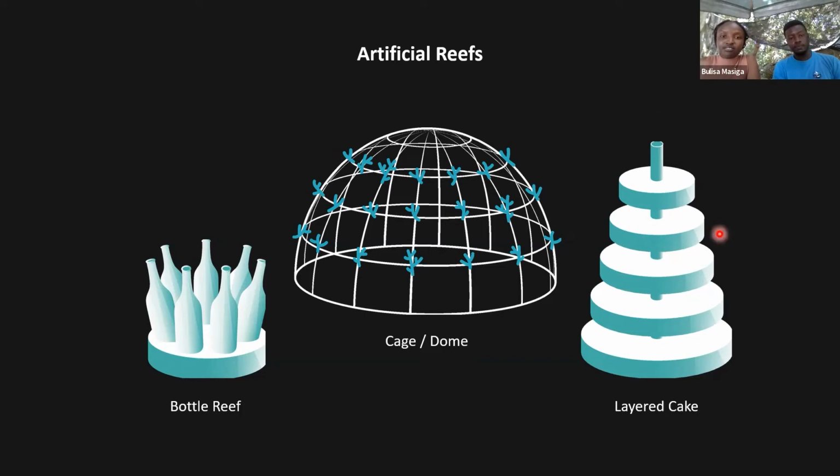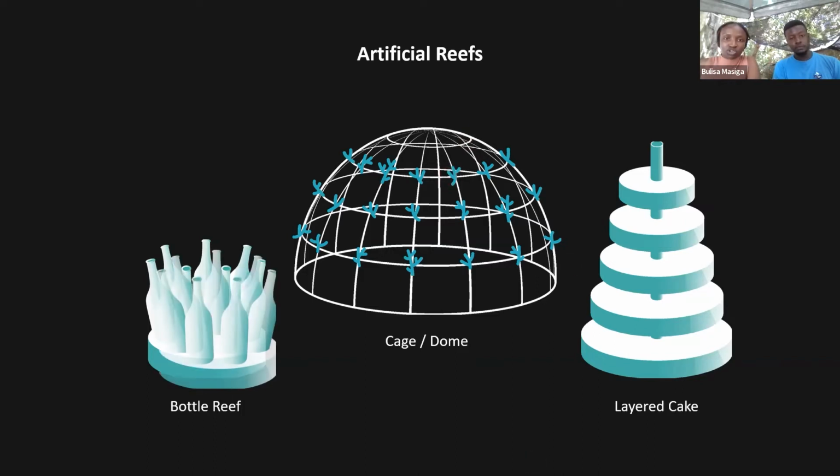This layered cake is a very good hiding area for stingrays, for porcupine fish, for eels. A lot of eels hide under these cakes. And these bottle reefs, when they're put together, attract mostly juvenile fish, and the cages and domes attract different species, different adult and juvenile fish. So we put them together in what we call a patch. A patch is composed of all these together in an area, and then they attract different species in the area that you're trying to restore.